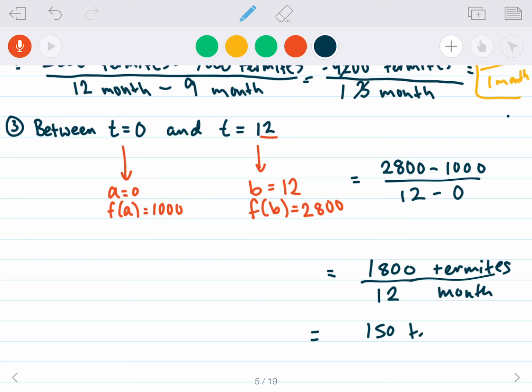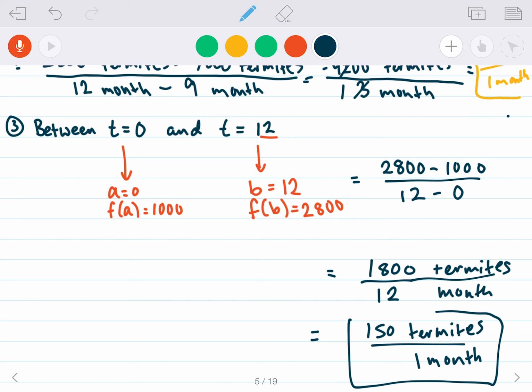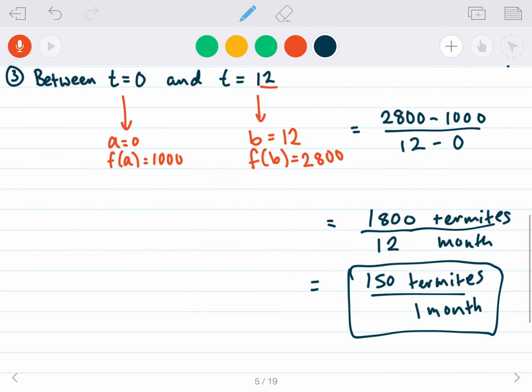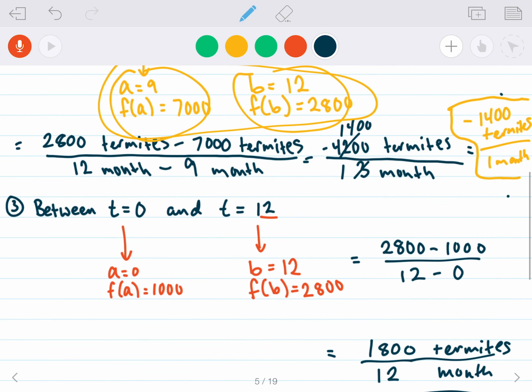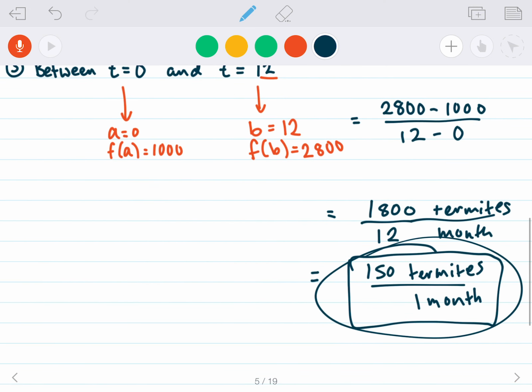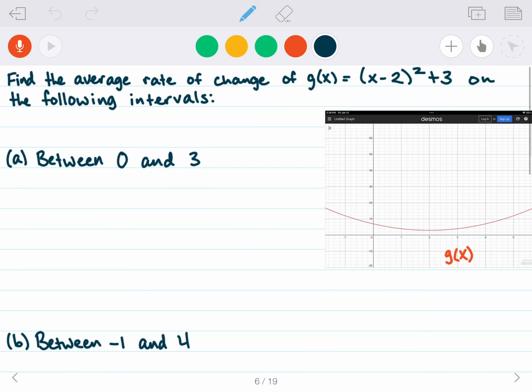So this is a positive average rate of change. So I'm increasing on average in that time frame by 150 termites per 1 month. That's our average rate of change in the whole from 0 to 12. So even though there were parts on this journey where we were losing termites, the net result, the net change, is on average positive 150 termites per 1 month.